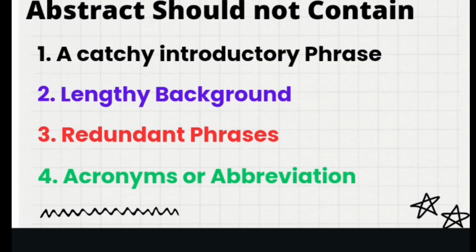The fourth one is acronyms and abbreviations. You should not write acronyms and abbreviations. An acronym is formed from the first letters of each word, such as WAPDA, Water and Power Development Authority, that is an acronym, and Govt is a short form, an abbreviation, of government. So you should not write these in the abstract.